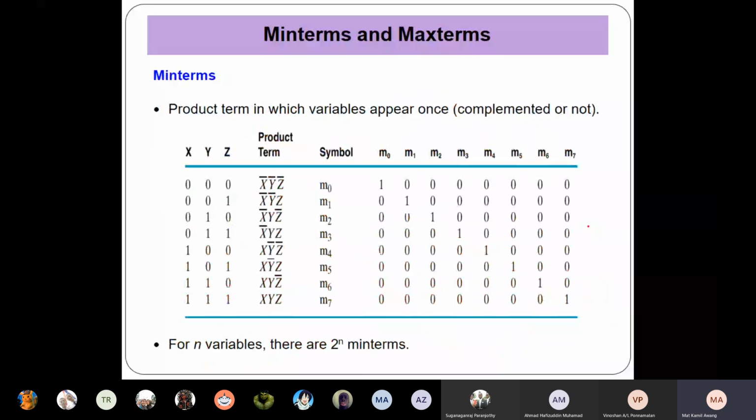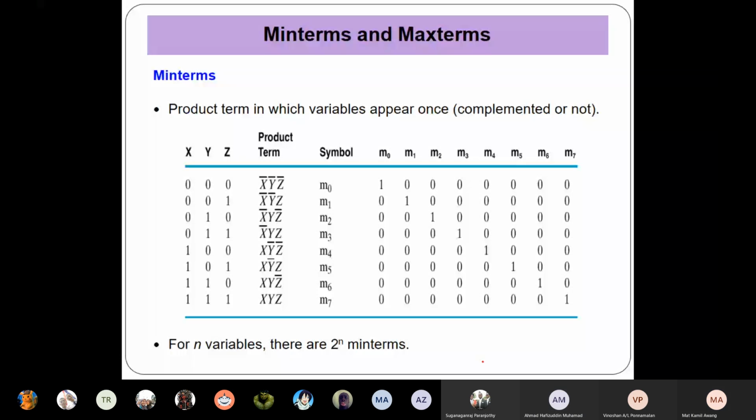So this is the table for the min terms. Product terms in which the variable appears once, complemented or not. So let's say you have X, Y, and Z: 0, 0, 0, 0, 0, 1, 0, 1, 0, down to 1, 1, 1. So the product term or the min term is x bar y bar z bar, x bar y bar z, x bar y z bar, until x y z. So this is the product term, or we call it min terms. And the symbol that we use is m0, m1, m2, m3, m4, m5, m6, and m7. So for the min term, we use the small letter m as the symbol. For n variables, there are 2 to the power of n min terms.